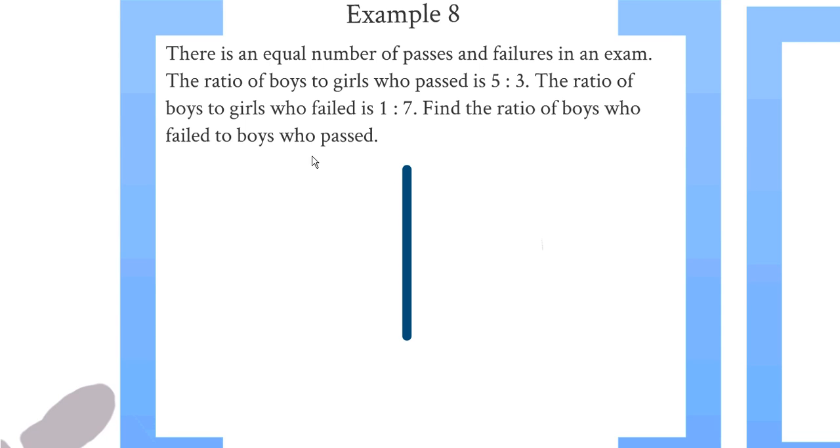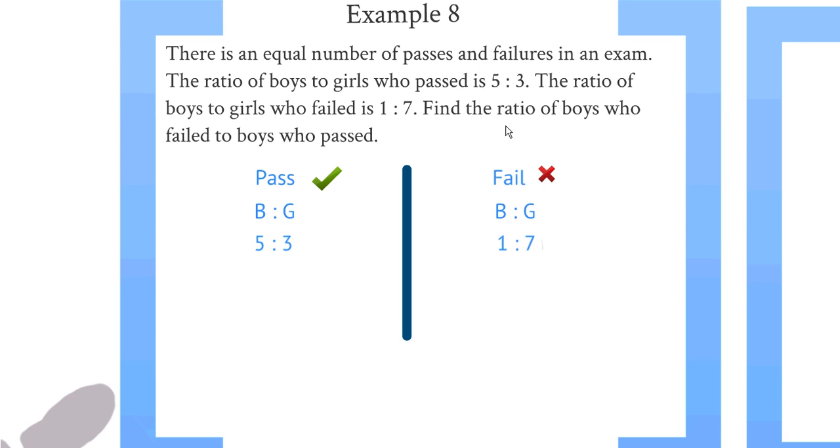We naturally would want to start by drawing two columns, one column to represent pass and the other column for fail. So for every unit of pass, we will have a check mark. For every unit of fail, there will be a cross. We want to write down the ratio of boy to girl who failed and boy to girl who passed. So the boy to girl ratio who passed is 5 to 3. So there it's under pass, 5 to 3, boy to girl. And the ratio of boys to girls who failed is 1 to 7.